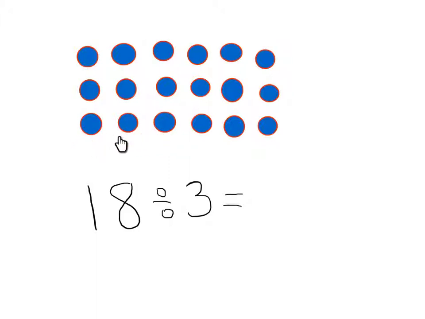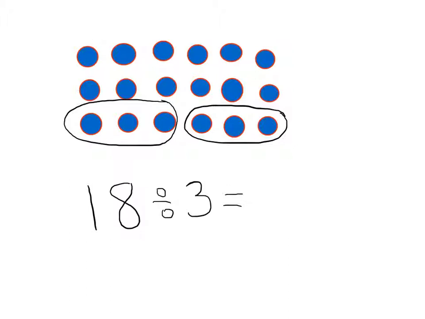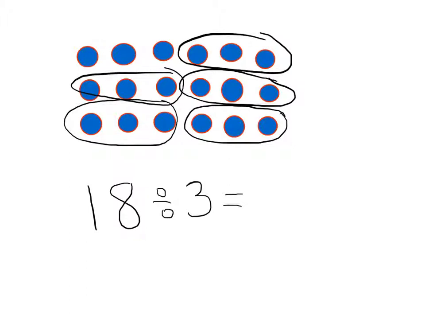So we would have 1, 2, we would have 3, 4, 5, 6, and all I did was circle groups of 3, splitting them equally. Remember, they always need to be equal in division.